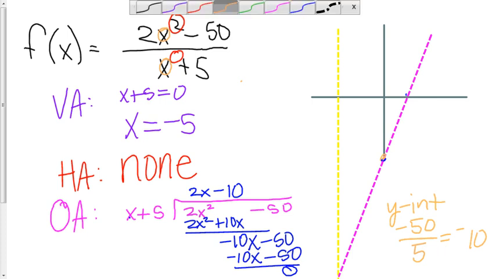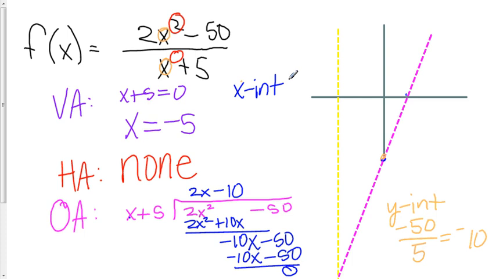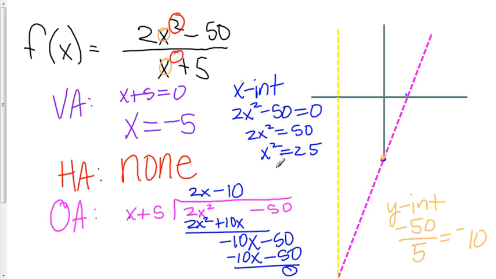Now then, last thing would be our x-intercept. If we set the numerator equal to 0, we'd get 2x squared minus 50 equals 0. Solving this, you would get 2x squared equals 50. Divide by 2 and it's x squared equals 25. Then take the square root and x would equal plus 5 and minus 5. So that means then here at 5 and at a negative 5, we would have x-intercepts.